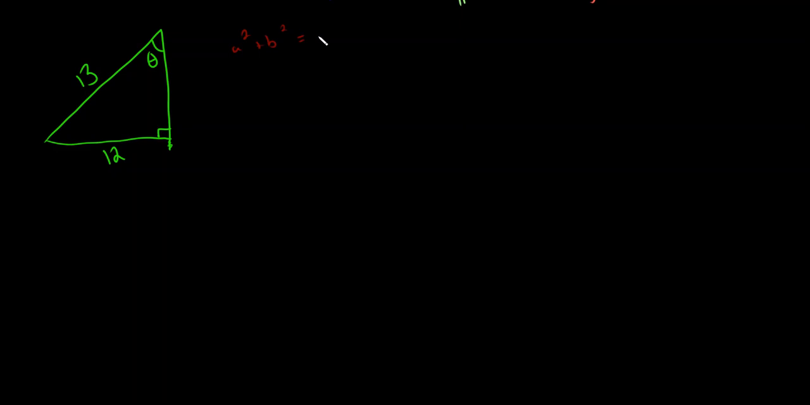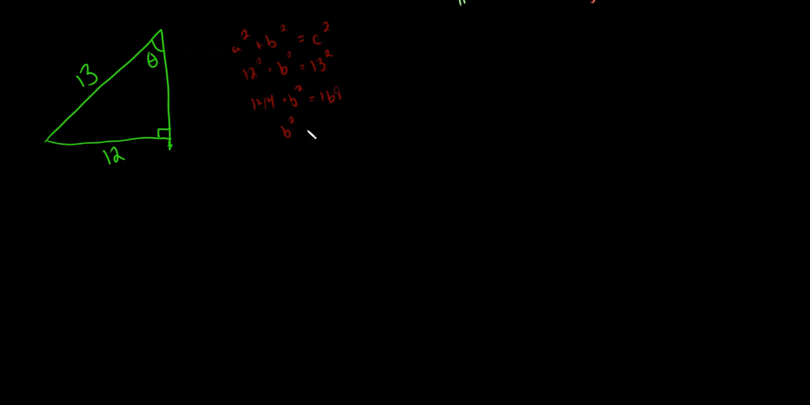A squared plus b squared is equal to c squared, where a and b are the legs and c is the hypotenuse. I know that one of the legs is 12. I don't know the other leg, and I know the hypotenuse is 13, so I can find this missing side by using the Pythagorean theorem. This is going to get me 144 plus b squared is equal to 169.